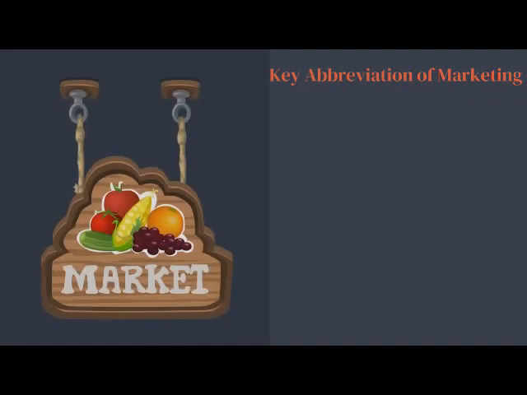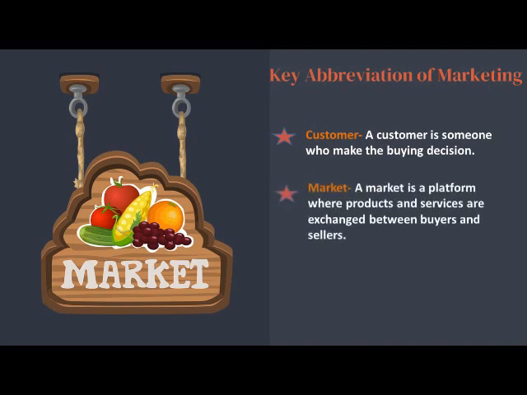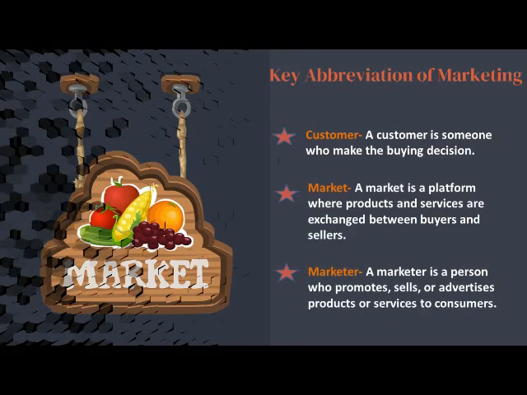Customer: a customer is someone who makes the buying decision. Market: a market is a platform where products and services are exchanged between buyers and sellers. Market is a huge term. It includes buyer type, market volume like wholesale or retailers. Basically, a market focuses on groups of buyers, related volume, product type or where from, like Jaipur, Ludhiana and so on. Marketer: a marketer is a person who promotes, sells or advertises products or services to consumers.